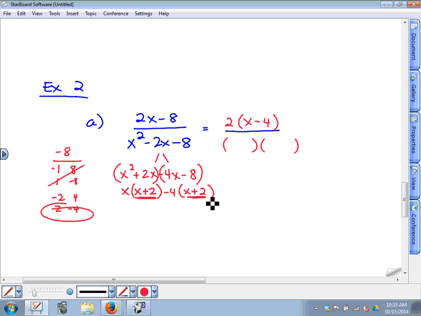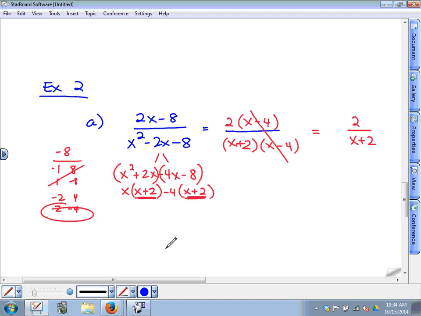And you look, hey, we have an x plus 2, and here we have an x plus 2. That means one of your parentheses is x plus 2. If they both match, that's one of your parentheses. The other parentheses are these two numbers that factored out, x minus 4. So the x minus 4 factors cancel out. The simplified form is 2 over x plus 2.